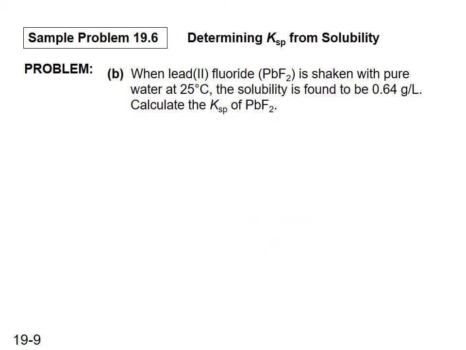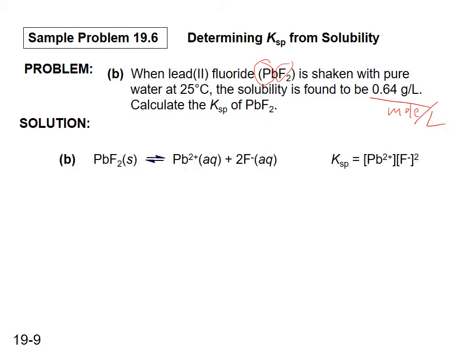In question B, when lead fluoride is shaken with pure water, the solubility is found to be 0.64 gram per liter. Calculate Ksp. Now this question is similar to A. We need to convert solubility gram per liter to mole per liter first, all right? And then using the dissolution reaction to find lead concentration, fluoride concentration, and then we can calculate Ksp. So here is the dissolution reaction. Note that every salt forms 2 fluoride, and so Ksp should have fluoride squared, okay?